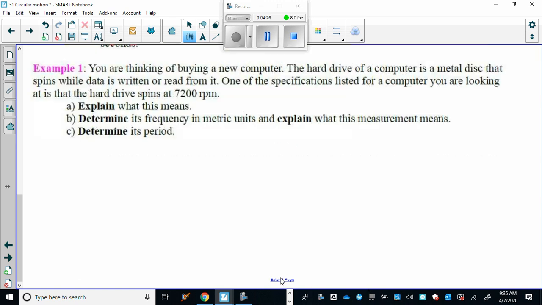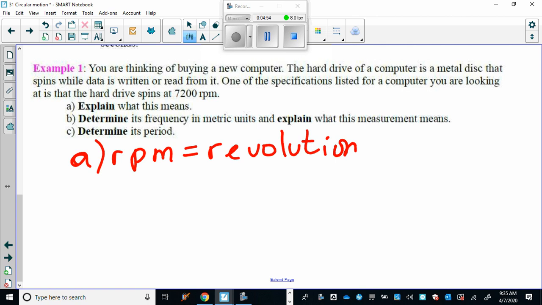Example number 1, you are thinking about a new computer. The hard drive of the computer is a metal disk that spins while data is written or read from it. One of the specifications is you need a hard drive that is 7,200 RPM. RPM stands for revolutions per minute. So how many revolutions does it make in 1 minute? How many revolutions does it make in 60 seconds?